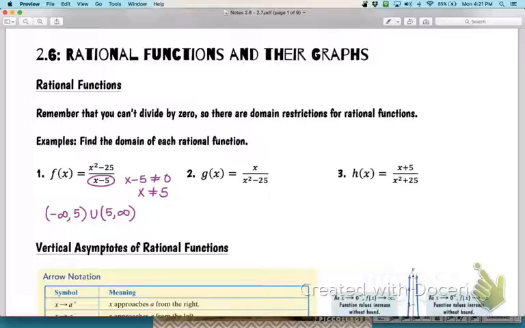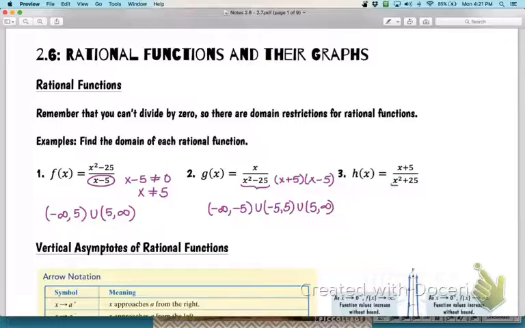Number 2, don't forget we always have to factor this. So this will give me x plus 5, x minus 5, and that helps me see that I have 2 excluded values. So I can go from negative infinity to negative 5, from negative 5 to positive 5, and from 5 to infinity. So again, that stuff is not new.